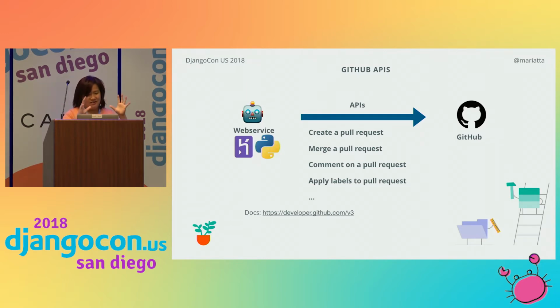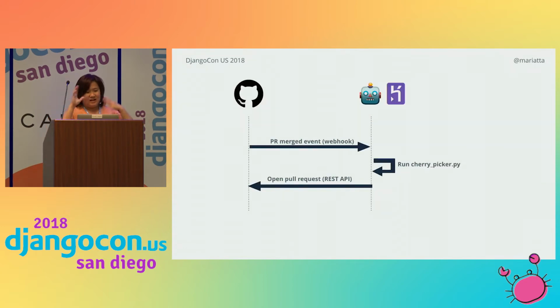So I thought, okay, now I think I understand how to build a bot. And I started thinking, this is how it will work. I will subscribe to the PR merge event, have my bot run cherry picker, and then open a pull request with the REST API. Sounds simple. But remember, cherry picker was really running git cherry-pick. So it needs a copy. It needs to first clone the CPython repo, right?